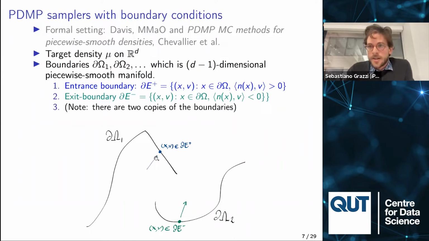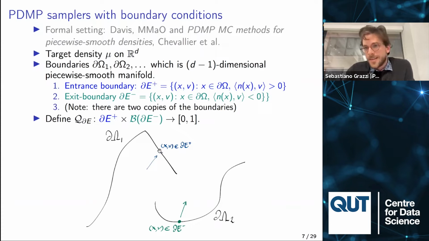Note especially that there are two copies of the boundaries, right? And what we have to do for PDMPs with boundaries is just define kernels which map points at the entrance of the boundary to points at the exit of the boundary in such a way that the process always stays in its state space, essentially. And this is going to be a recurring thing during this talk.